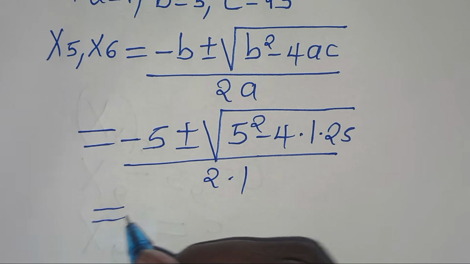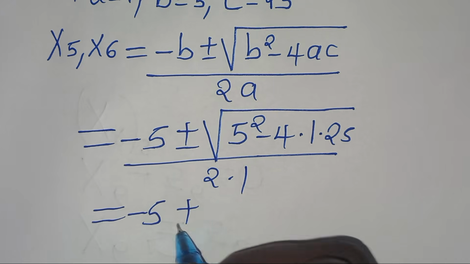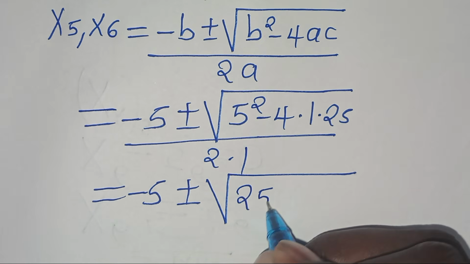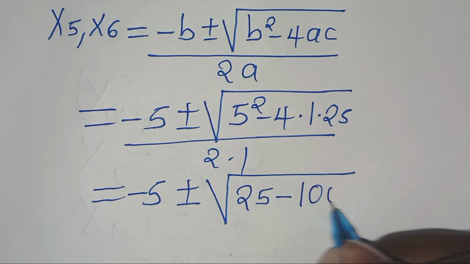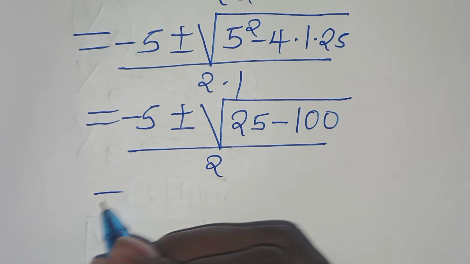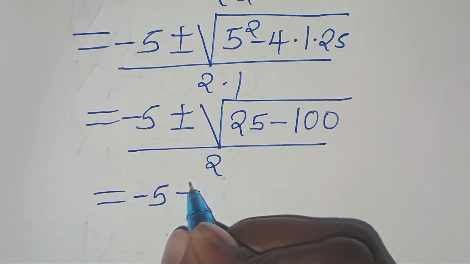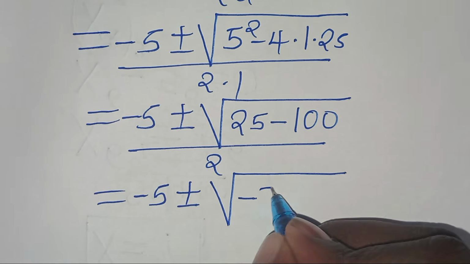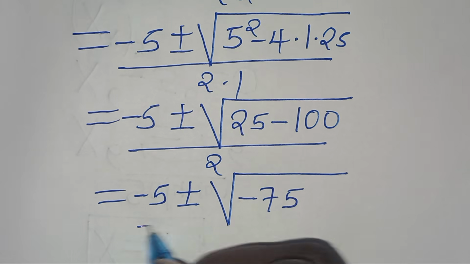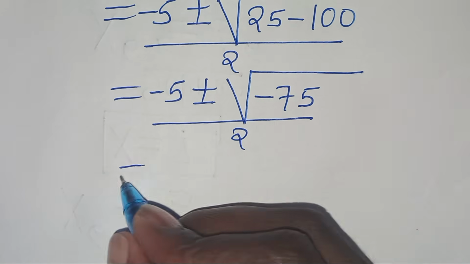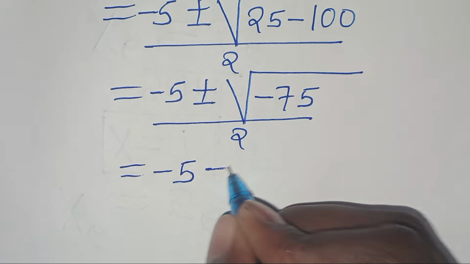Now this implies we have negative 5 plus or minus the square root of 5 squared, which is 25, minus 100, then divided by 2. So this is equal to negative 5 plus or minus the square root of 25 minus 100, this is negative 75, divided by 2. So this is to imply we have negative 5 plus or minus.